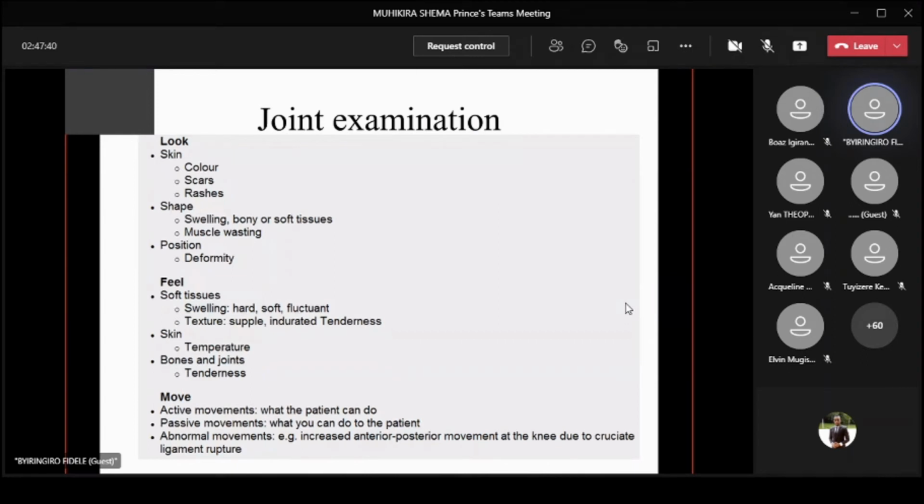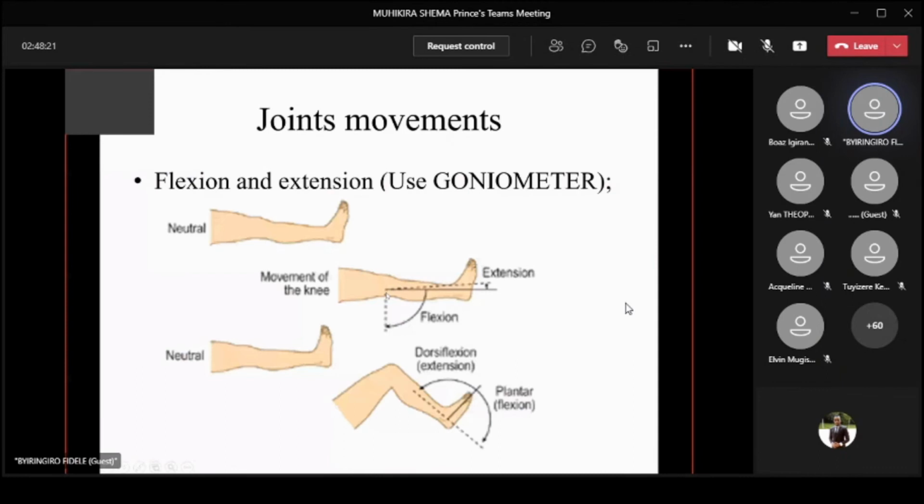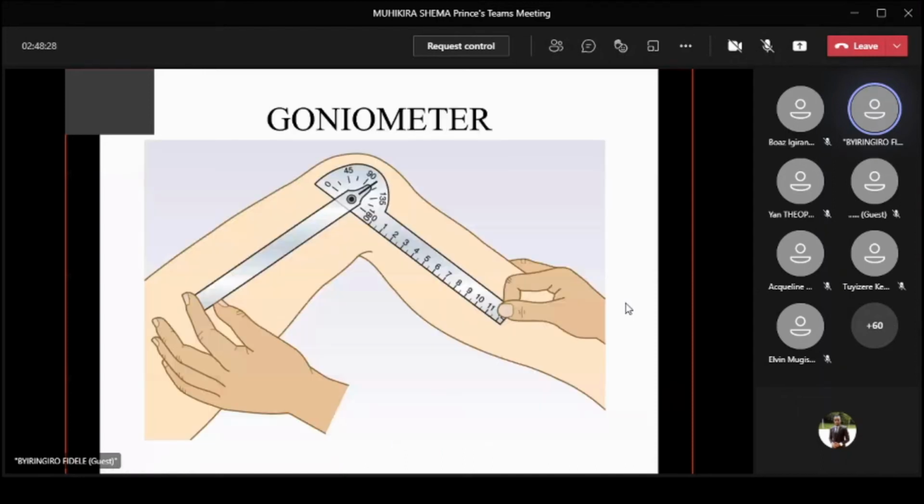Abnormal movements, for example, we have an increased anterior-posterior movement at the knee due to cruciate ligament rupture. So that means there are movements which are usually not possible in a normal condition, but when those movements are possible, it means those are abnormal movements. So you have to measure the angles of movements. This is a neutral position of the leg. You have flexion, extension, dorsiflexion, and plantar flexion. It's very important to know the terms used with those examinations. So the goniometer is the one which calculates the angle of movements of the joints. This is the goniometer, which can measure the angle of movements.